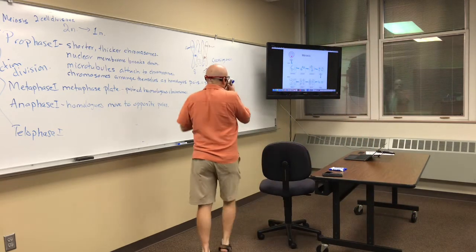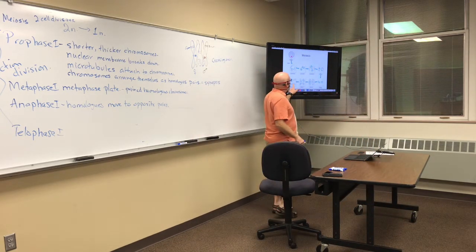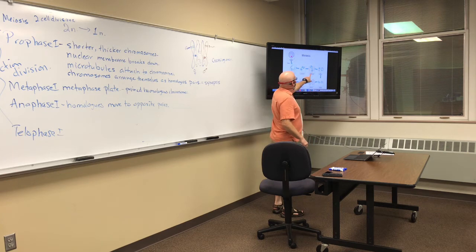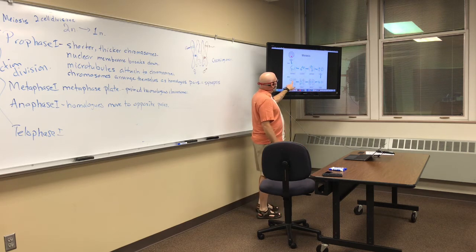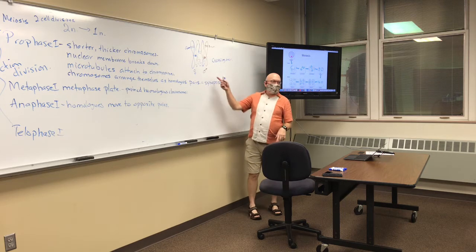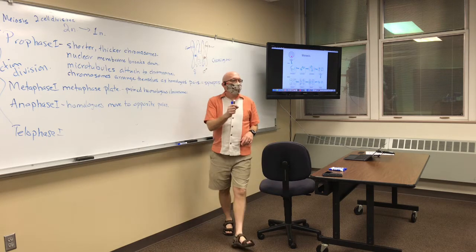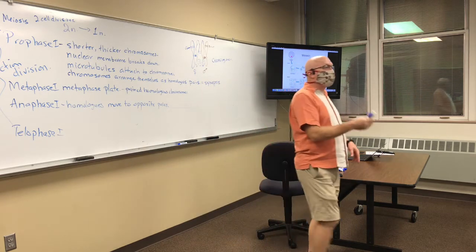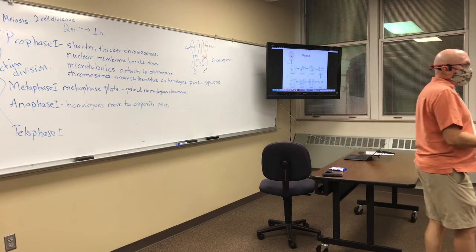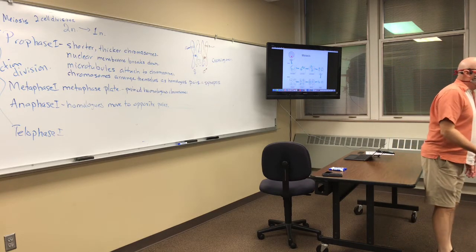But the other thing that you notice is that because of crossing over, chromosome 1 here is different from chromosome 1 here. And it's different from chromosome 1 here, and it's different from chromosome 1 here. Chromosome 2 here is different from chromosome 2 here, which is different from chromosome 2 here, which is different from chromosome 2 here. This act of crossing over produces cells at the end of meiosis that are all genetically different from one another, rather than being genetically identical to one another.